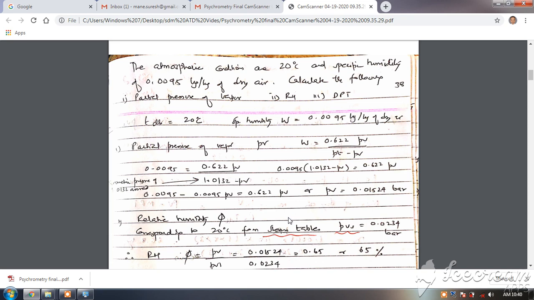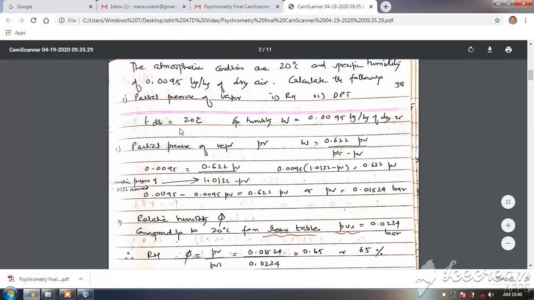Students, we will look at numericals on psychrometry. The atmospheric conditions are 20 degrees and the specific humidity is 0.0095 kg vapor per kg of dry air. Calculate the following. One, the partial pressure of the vapor, that is PV. Second, the relative humidity, and third, the dew point temperature. This is asked in university exams many times, so I thought we will solve some important problems.